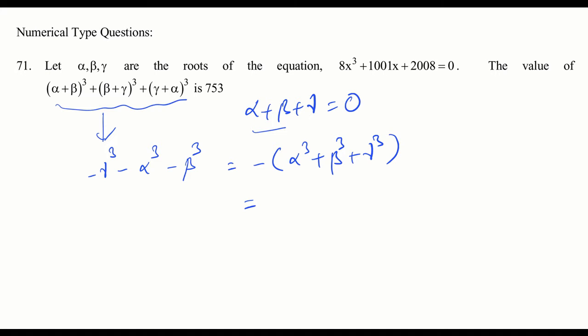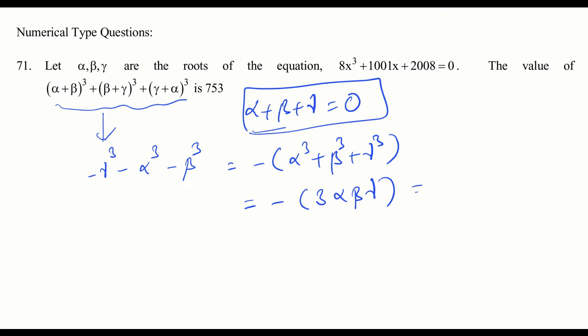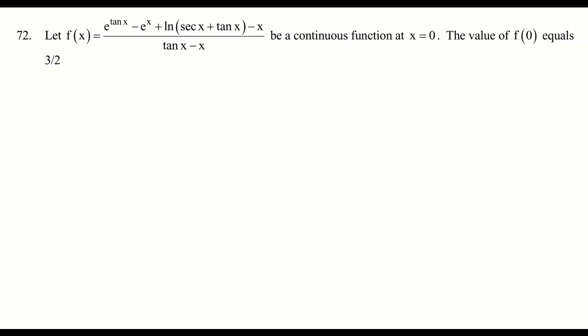But you know that if a plus b plus c is 0, then a cube plus b cube plus c cube is nothing but 3abc. So I have it as 3 alpha beta gamma. So this is minus 3 into, from the equation, alpha beta gamma is nothing but minus 2008 by 8. So simplifying, you'll have it as 753. Let's go to the next problem.